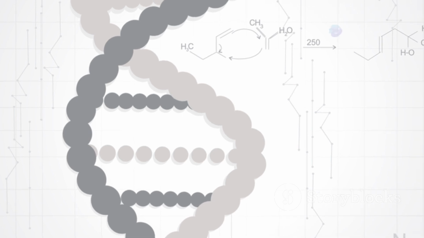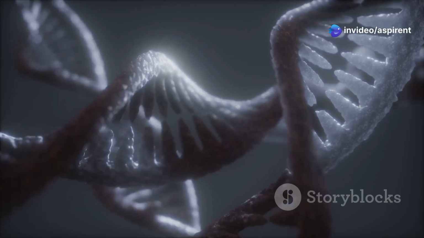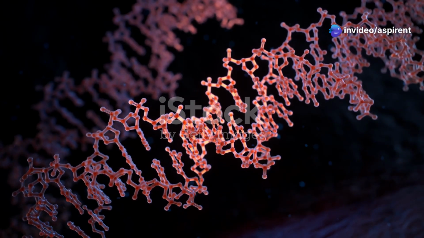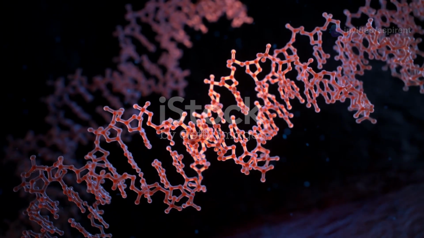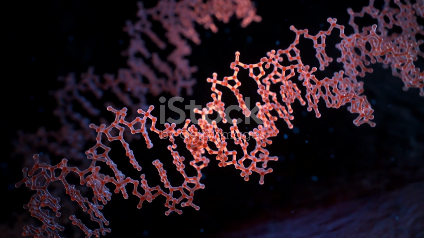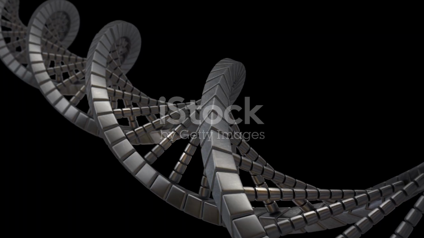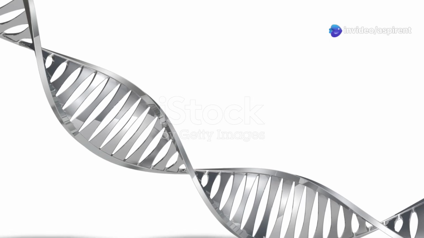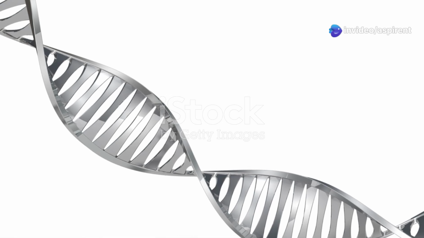Nucleic acids are the information carriers of the cell. DNA and RNA are the two main types of nucleic acids. They are made up of nucleotides, which consist of a sugar, a phosphate group, and a nitrogenous base. DNA stores genetic information while RNA plays a role in protein synthesis. DNA is a double helix while RNA is single-stranded. The sequence of nitrogenous bases in DNA and RNA determines the genetic code.